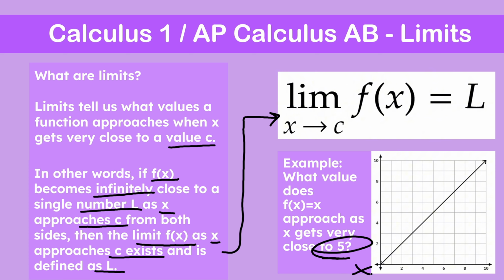This is the x-axis, and we're trying to look for 5, which is over here. We're trying to see what value the function, let's call it y equals x, approaches when it gets very close to 5. As you can see, from the left it just follows here, and when it reaches 5, the function also reaches 5. So from the left the function approaches 5, and from the right the function also approaches 5. So you can say that the limit of x as x approaches 5 is equal to 5.